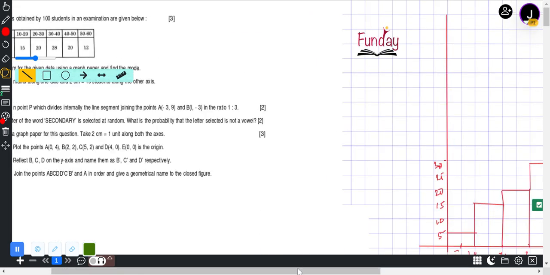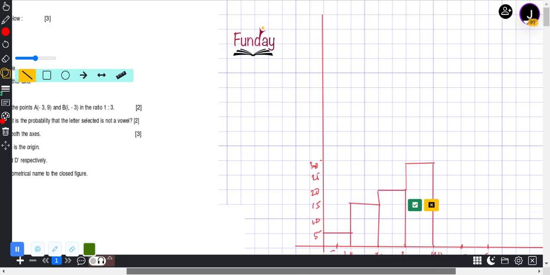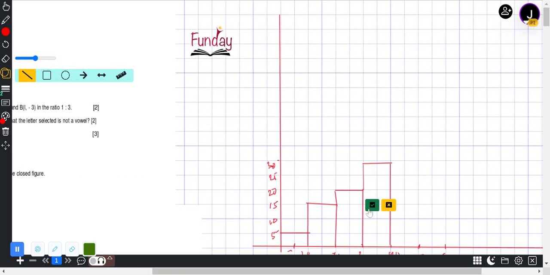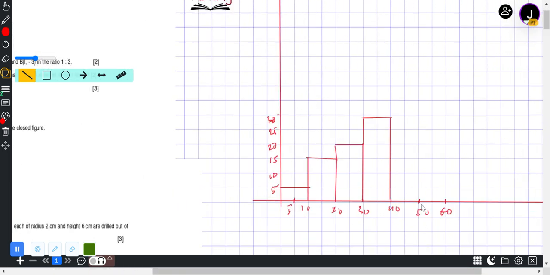Next, 40 to 50 is 20 and 50 to 60 is 12. So 20 and 12. Okay. 40 to 50 is 20. And then you have 12, 50 to 60 is 12. So 12 will be somewhere here. I will match it.